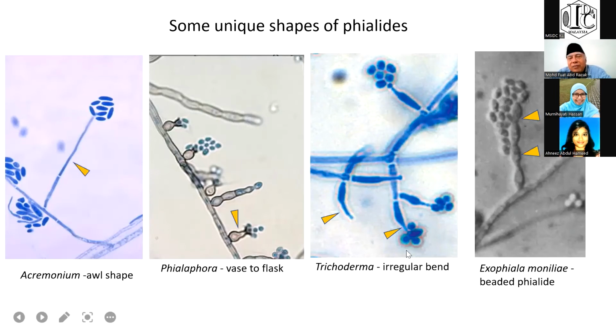In Trichoderma, you can see a bend, an irregular bend at the tips of the, in this case it's annellide actually, not phialide. Okay. And in Exophiala moniliae, the phialide is beaded. Beaded means the structure, we call it a beaded structure of phialides. Okay, so there are a variety of shapes of phialides. So a mycological atlas will always describe the shapes of the phialides. So when you look at phialides, think about collarettes, think about the basal septum, and think about the shapes of the phialides.